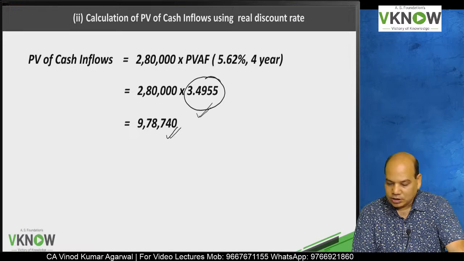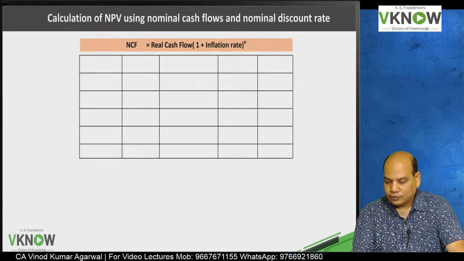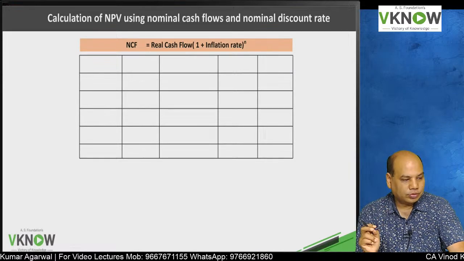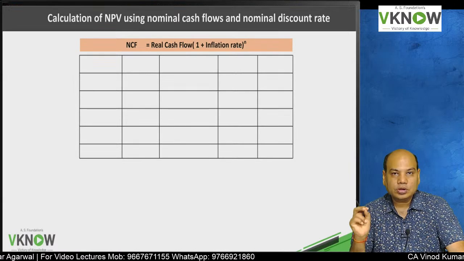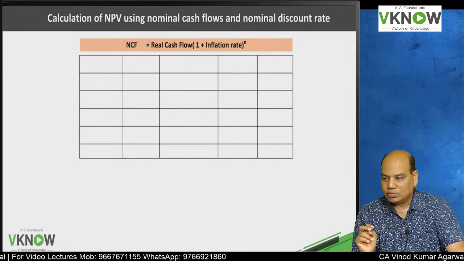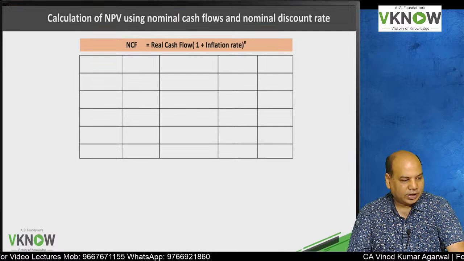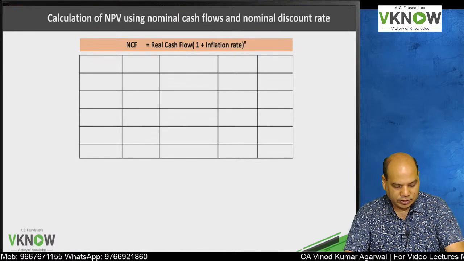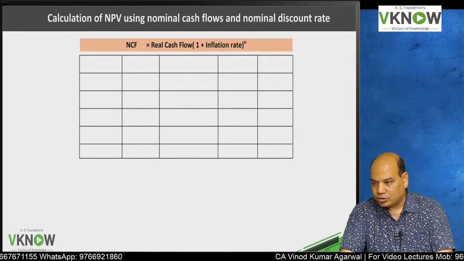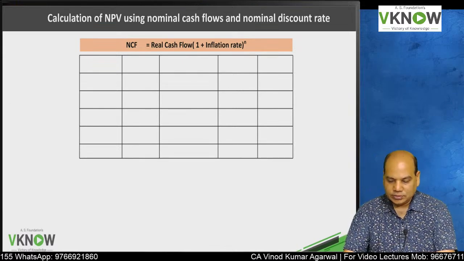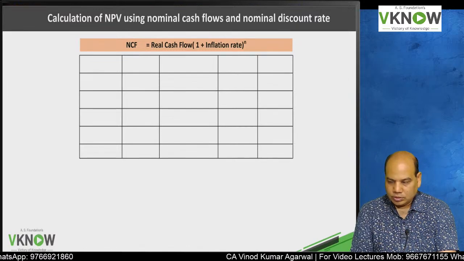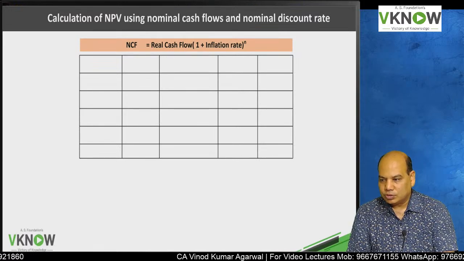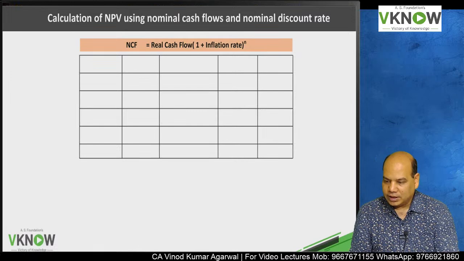Now we'll come to case number 3. I have to compute nominal cash flow from real cash flow and then use nominal discount rate. So write down please, calculation of NPV using nominal cash flow and nominal discount rate. First, you write a formula for nominal cash flow. Nominal cash flow equal to real cash flow into 1 plus inflation rate to the power n.